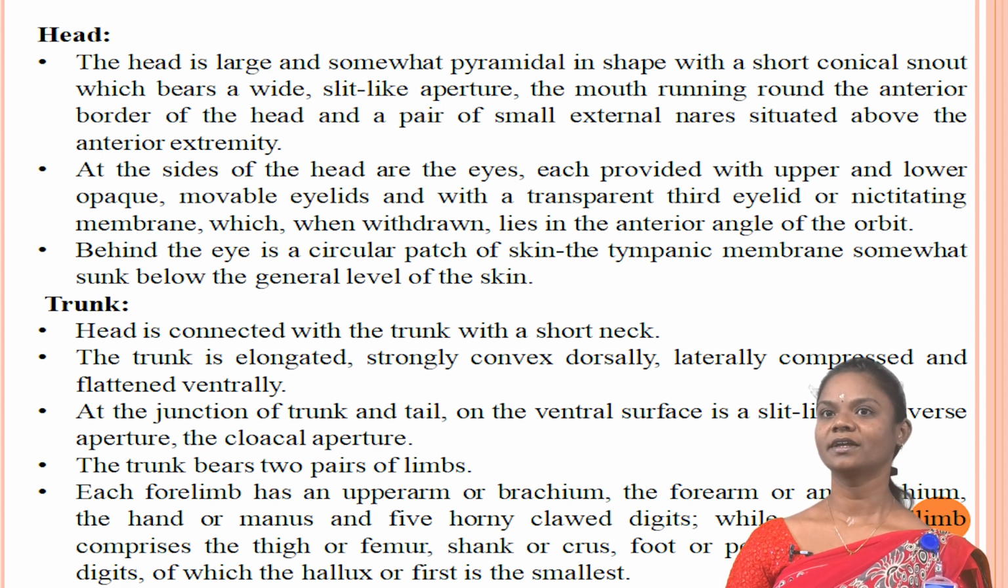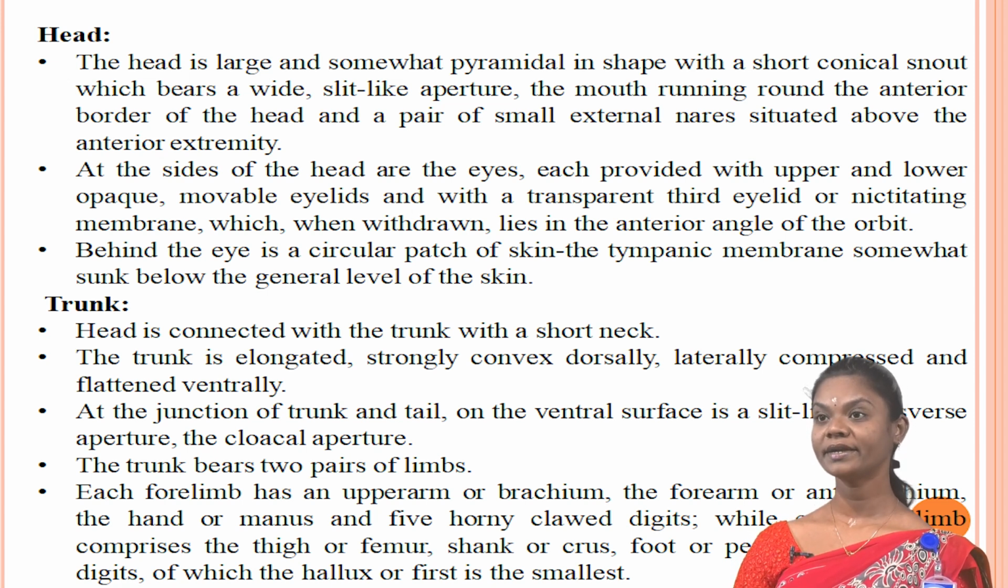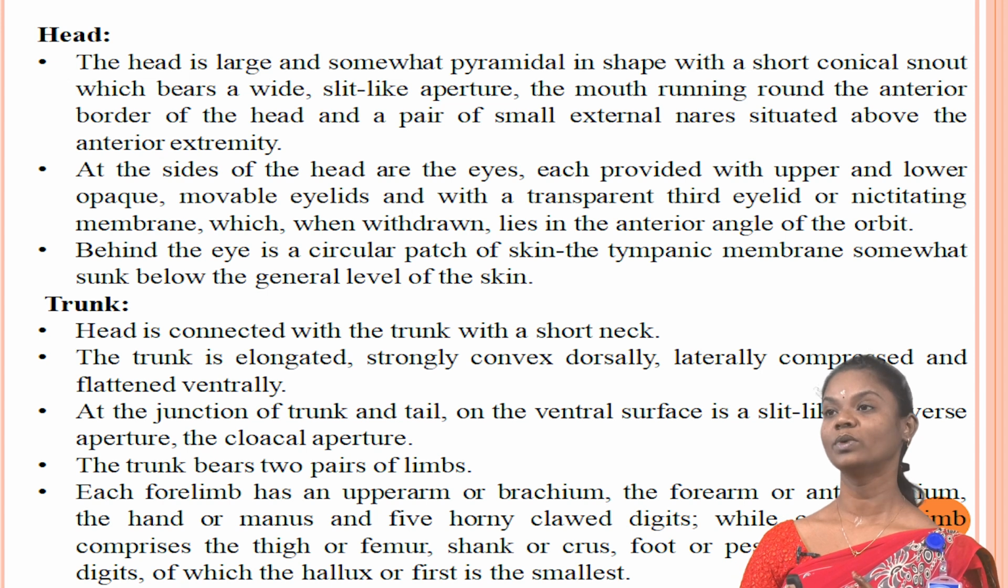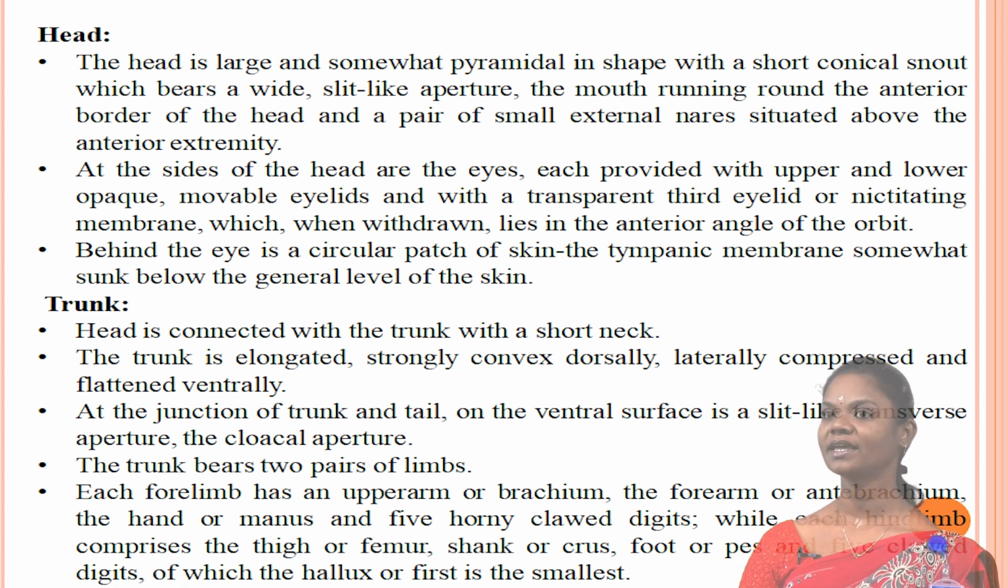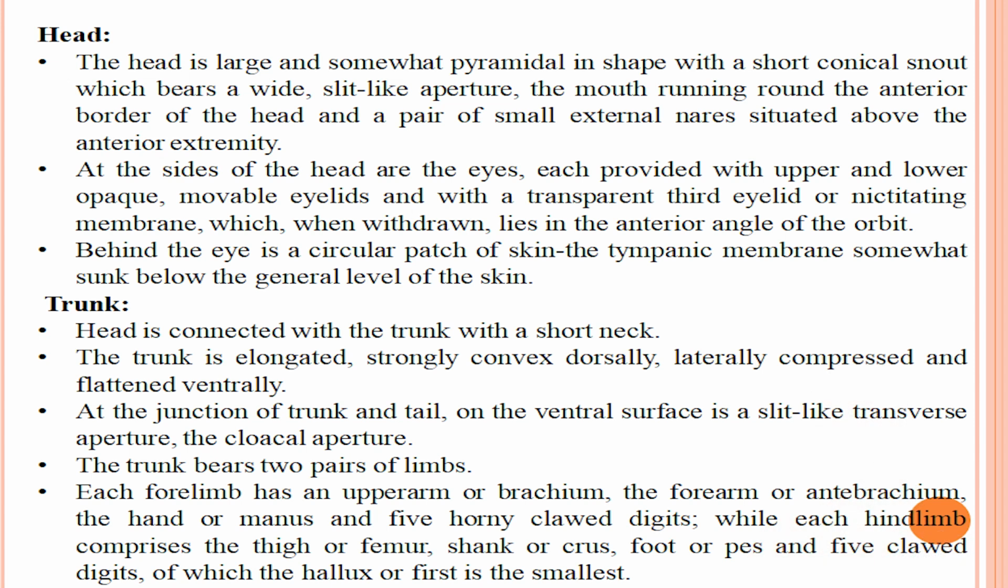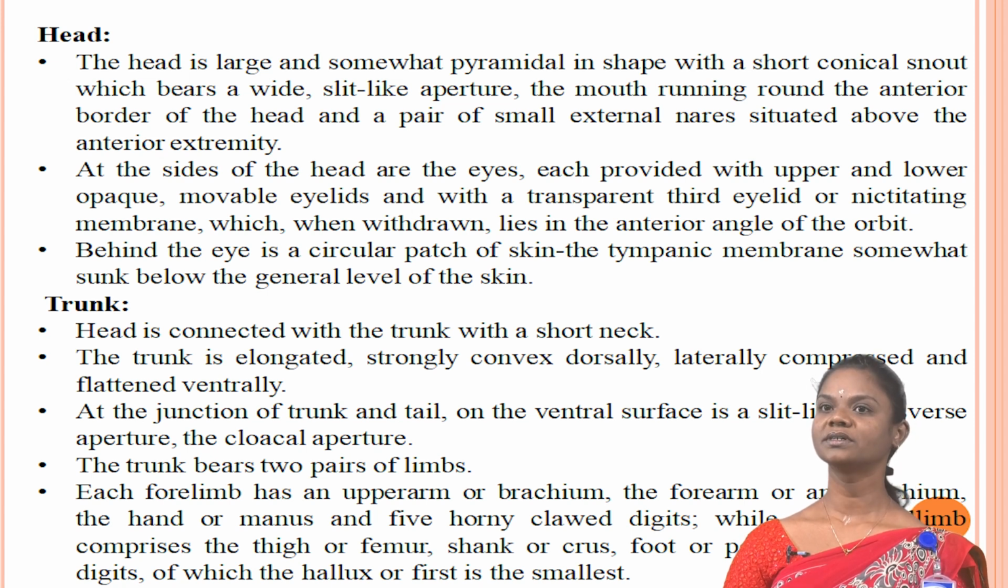Next, the trunk region. The head is connected with the trunk by a short neck. The trunk is elongated, strongly convex dorsally, laterally compressed and flattened ventrally. At the junction of the trunk and tail, on the ventral surface, is a slit-like transverse aperture, the cloacal aperture. The trunk bears two pairs of limbs.